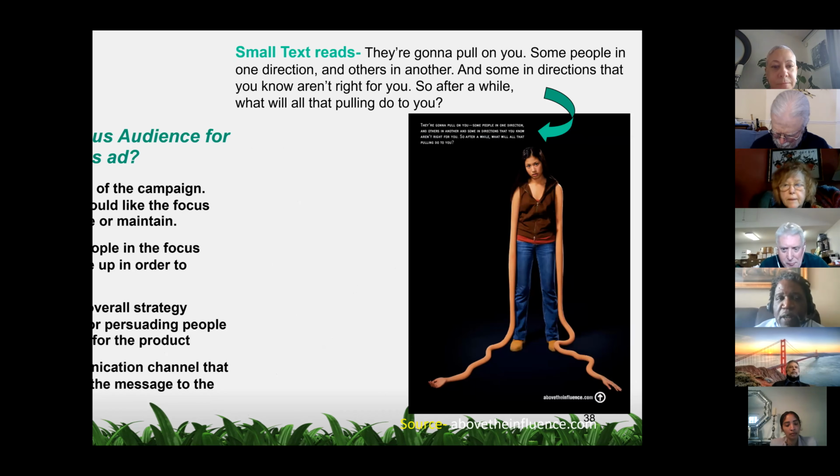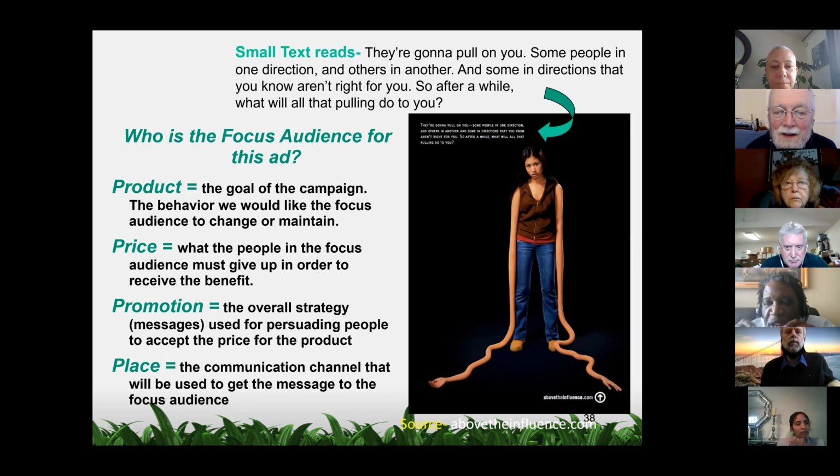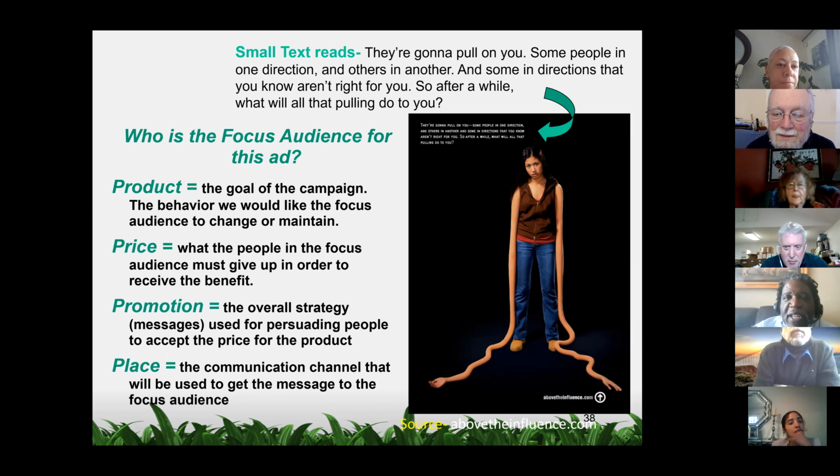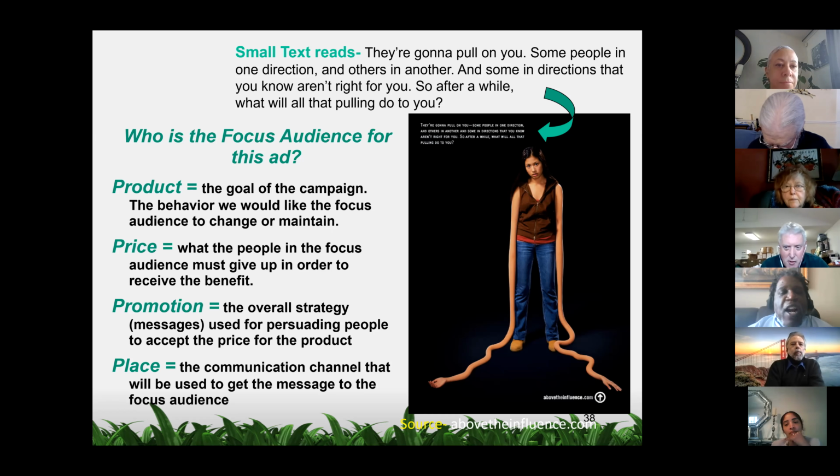Take a look at this, you all. What's the product? What's the goal of this campaign? Take a real look at that. It's hard to see the little bitty writing, but it says they're going to pull on you. Some people in one direction, others in another, and some in directions that aren't right for you. So after a while, what would all that pulling do to you? What do you think the focus of this ad is about?